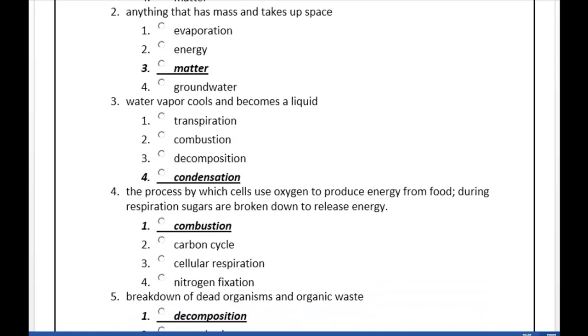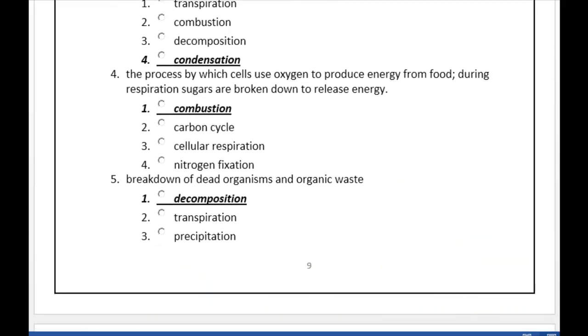Number 3, water vapors cools and become liquid. This is a condensation process. The process by which cells use oxygen to produce energy from food. During respiration, sugars are broken down to release energy. This is a combustion process. Number 5, breakdown of dead organisms and organic wastes. This is a decomposition.